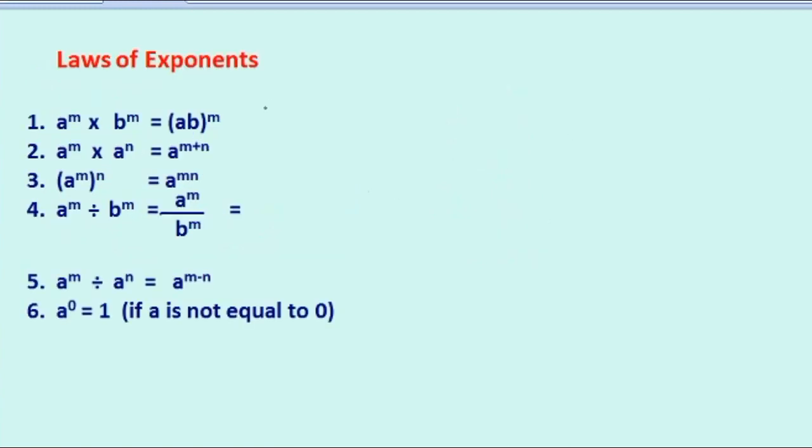There are certain laws of exponents which make calculation of exponents very easy. There are many laws, but I am going to explain to you 6 basic laws of exponents which you should know, and if you know these, then calculation with numbers in exponents will be very easy. The first law is a raised to the power of m into b raised to the power of m. Here a is a different number, b is a different number, but the powers are the same. So they will become a into b raised to the power of m. All these laws I am going to explain to you in detail with examples.